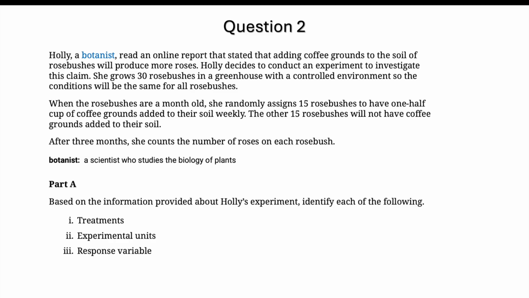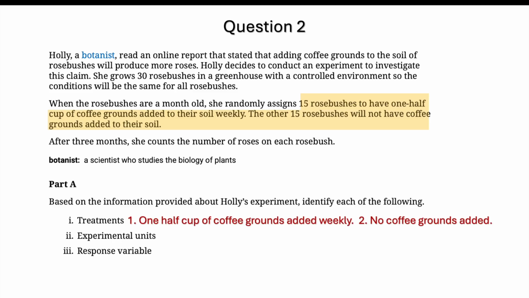So first, we need to find the treatments. The treatments are specific conditions applied to the individual subjects in the experiment. If you read the second paragraph, you can see she randomly assigns 15 rose bushes to 1/2 cup of coffee grounds added to their soil weekly, and the other 15 rose bushes with no coffee grounds added to their soil. So the treatments are 1/2 cup of coffee grounds added weekly, and no coffee grounds added to the soil.